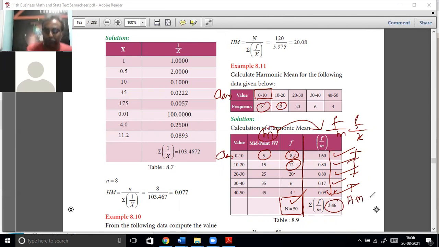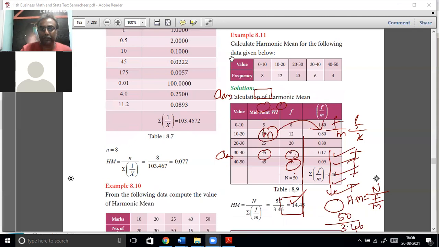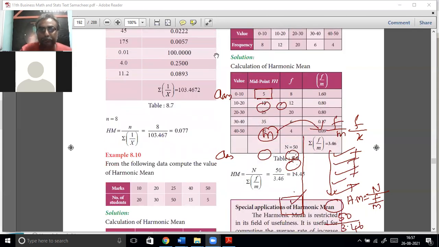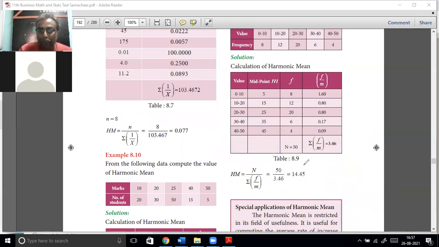Now what you do? Harmonic mean is equal to n divided by the sum of f by m. So it is 50 divided by 3.46. That is the value you should get. 50 divided by 3.46, how much is that? You will get 14.45. Okay, that's what you'll get.